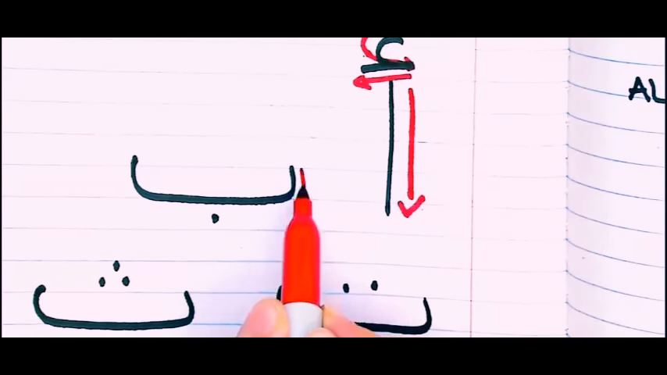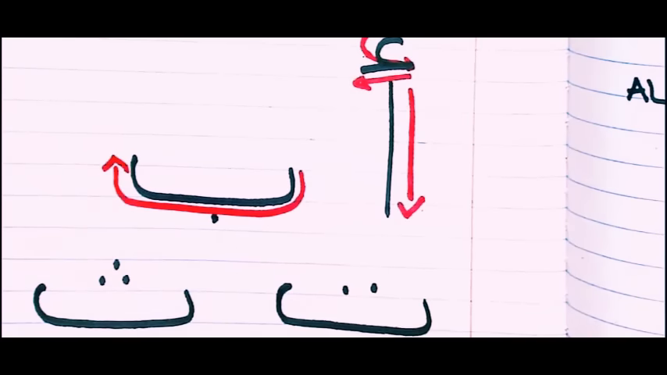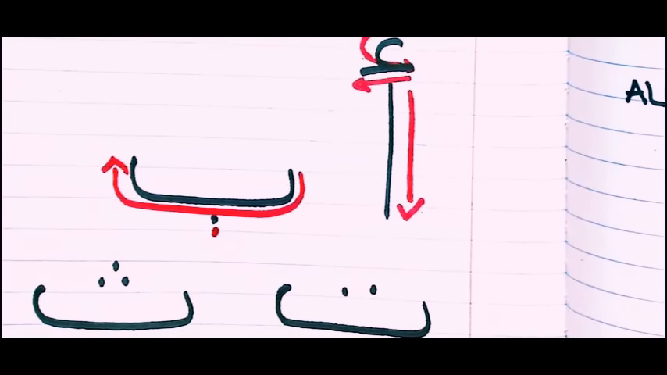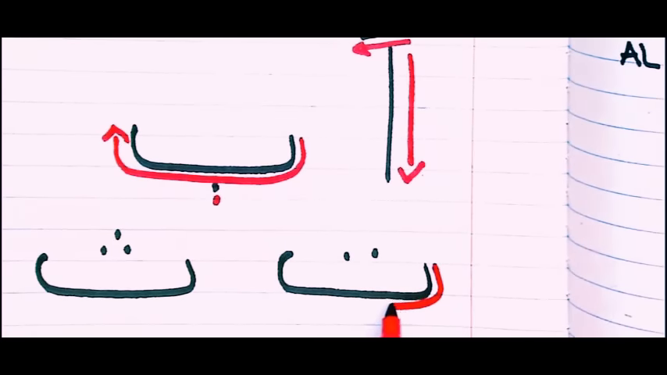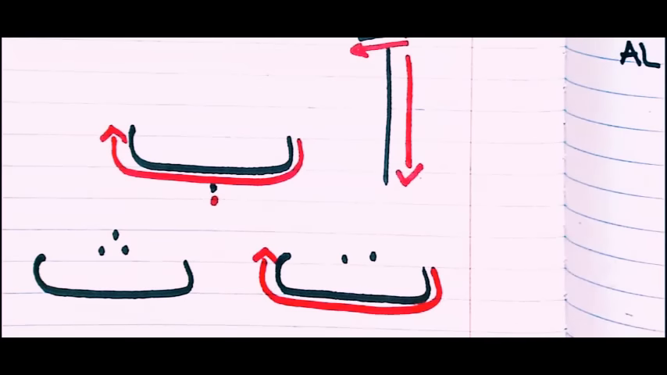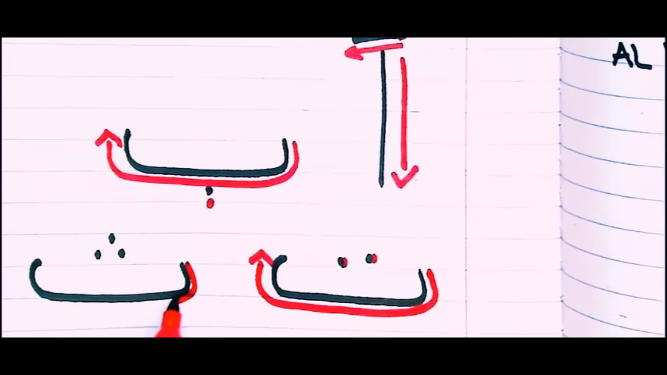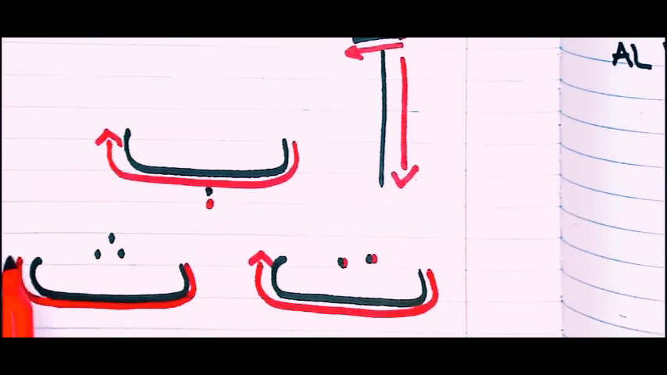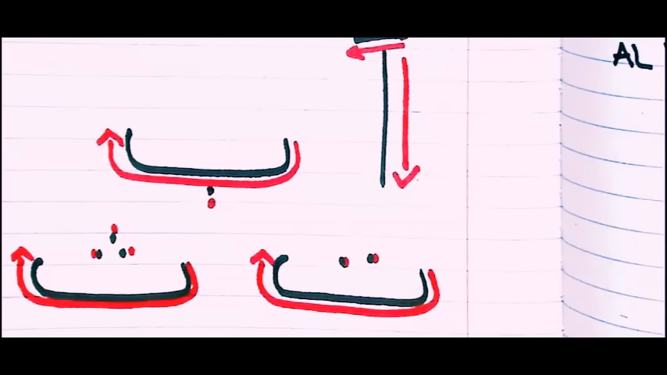The ba, the boat shape. You start from here, and you go all the way up. You don't pause. And then you put the dot. Ta. Same way as the ba. You start and you don't pause, straight, and you put the two dots. Tha. You go again and straight and you put three dots. All right, so this is the first part. And we're going to do the second part in a little bit.